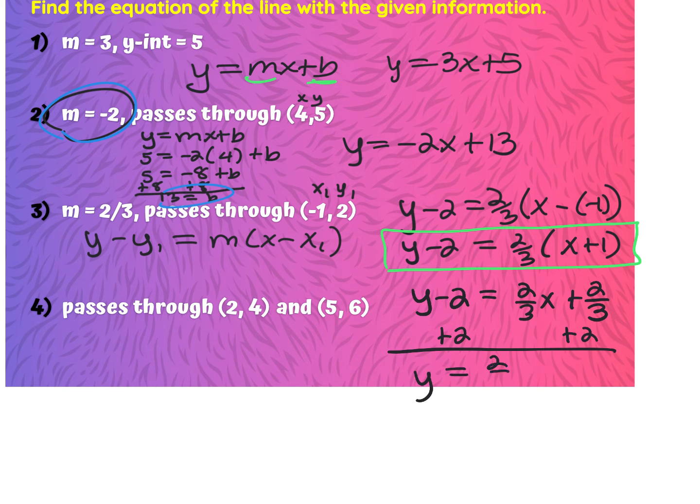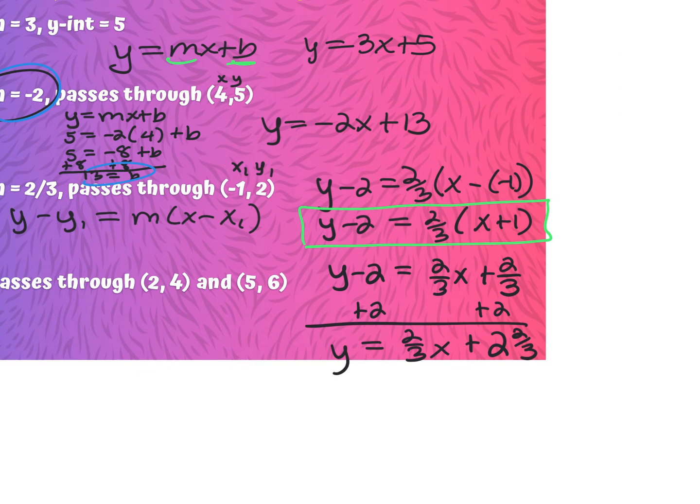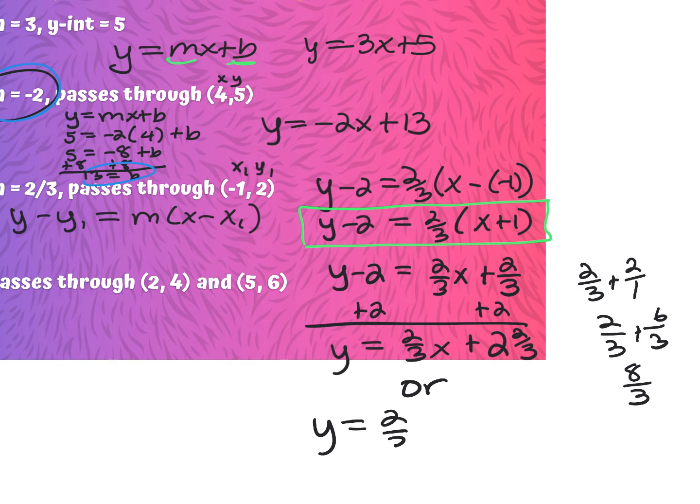Now, WebAssign will accept, notice both of these are the same sign, so I could just put it in here as 2 and 2/3. However, if you wanted to do 2/3 plus and do a common denominator, I could change the 2 into 6/3, and then this would become 8/3. So WebAssign will also accept an improper fraction or a mixed number. So either answer here is acceptable for slope-intercept.